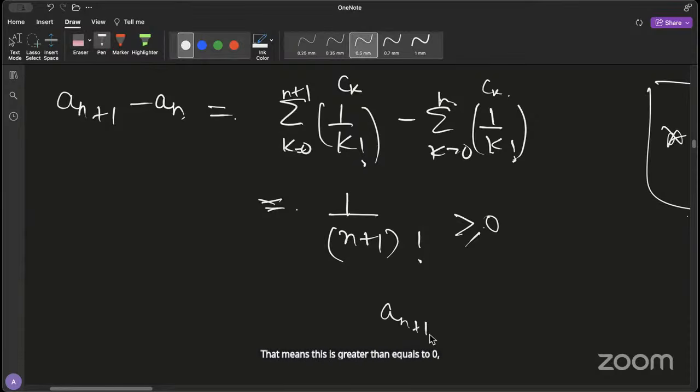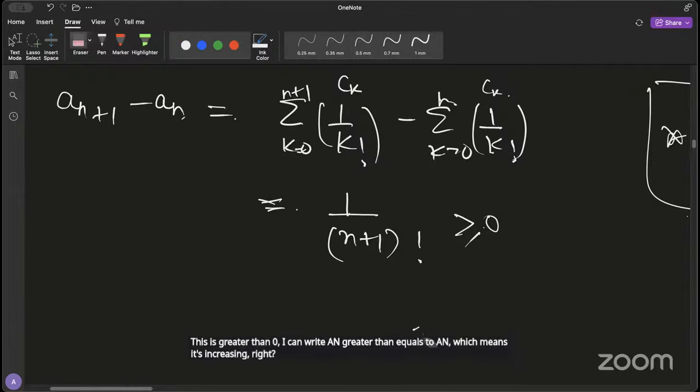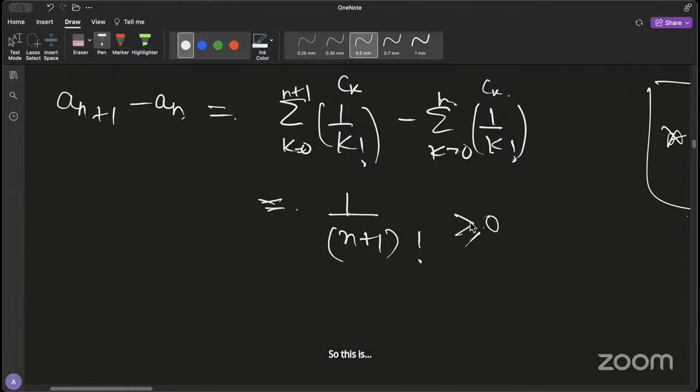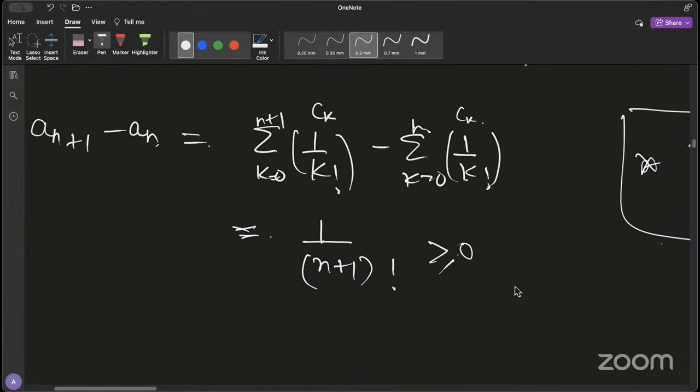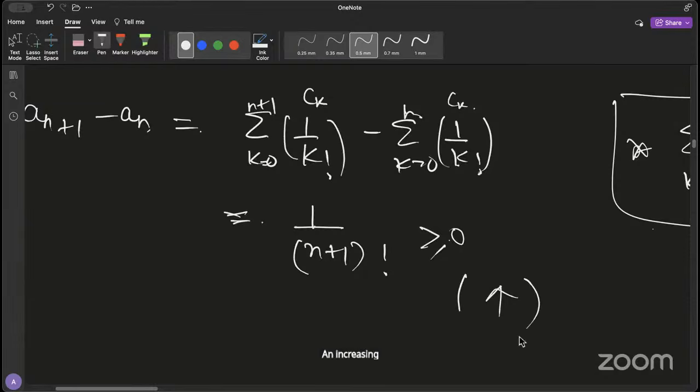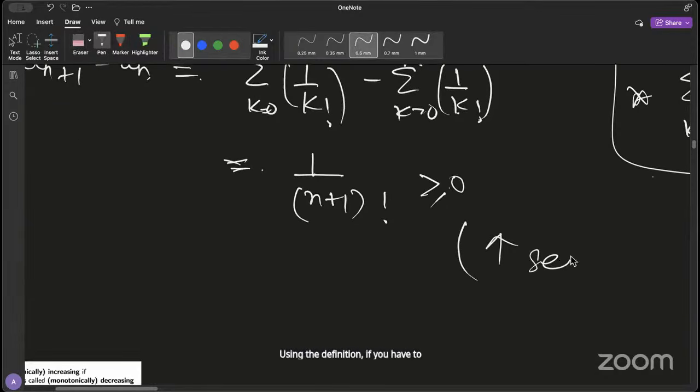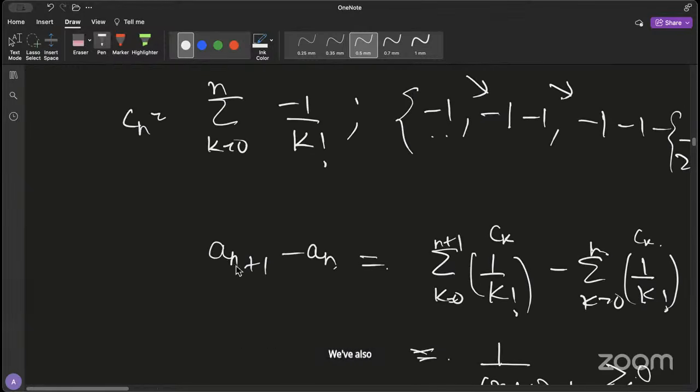That means an plus 1 minus an is greater than 0. I can write an plus 1 is greater than or equal to an, which means it's an increasing sequence, right? Using the definition, if you have to use the definition, we've also done it that way.